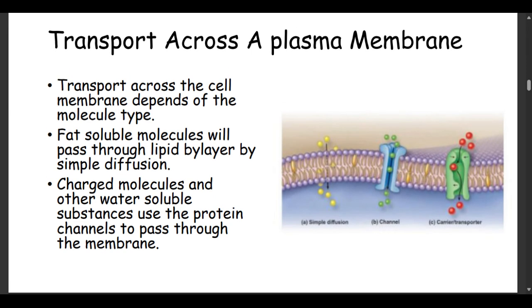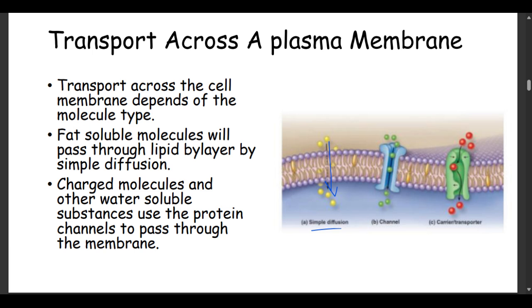So transport across the plasma membrane depends on the molecule type. Like I said, fat soluble molecules will pass through the lipid bilayer through simple diffusion. And this is going to be easily done. Simple diffusion, as you can see here, the molecules that are fat soluble are going to be diffusing through the membrane just like that, as easy as that.